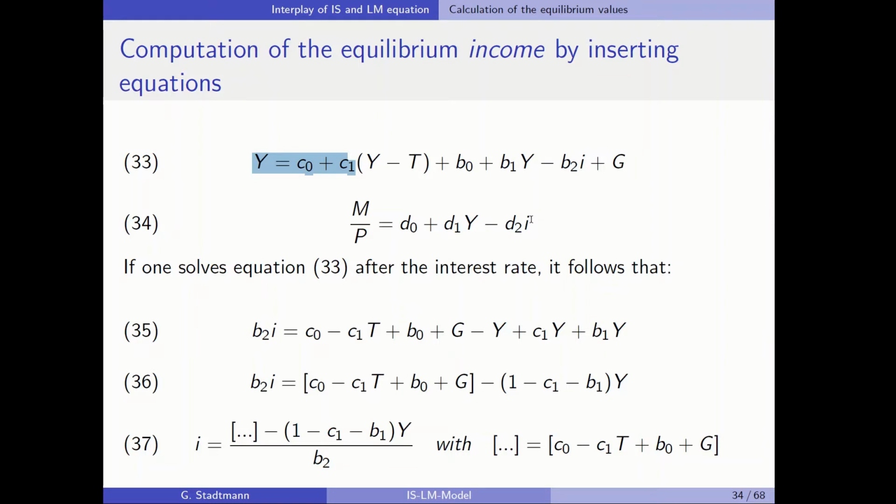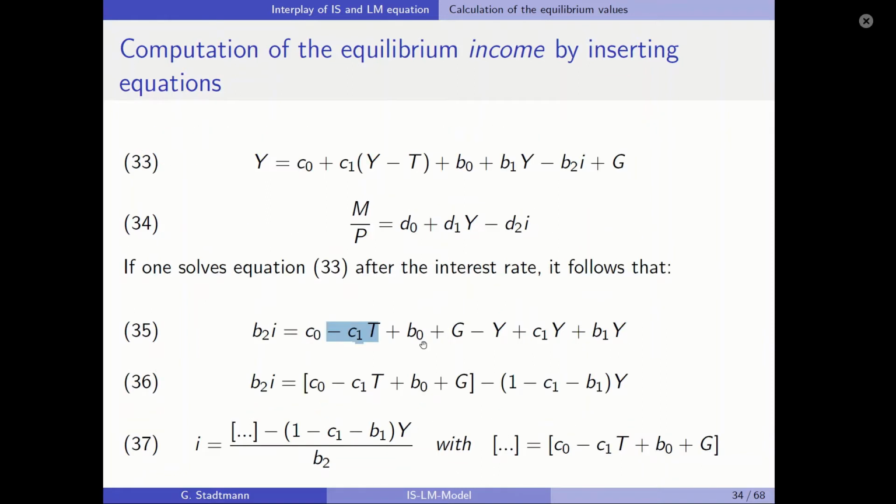Okay, let's get started. In the first step, we put this minus b2 i on the other hand side of the equation. And we are also putting this y on the other hand side of the equation. So this y pops up with a negative sign on the right hand side. Furthermore, we are getting rid of this bracket here. So we get a positive c1 y on the right hand side here. And we get a minus c1 t on the right hand side. This expression is here.